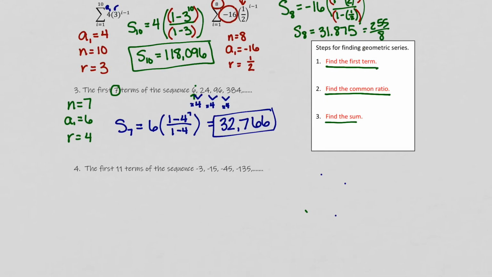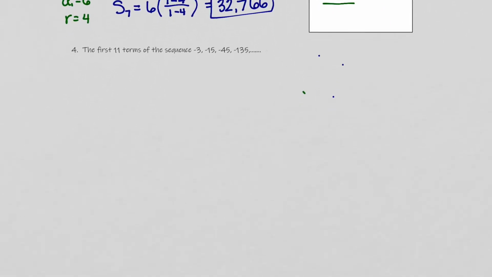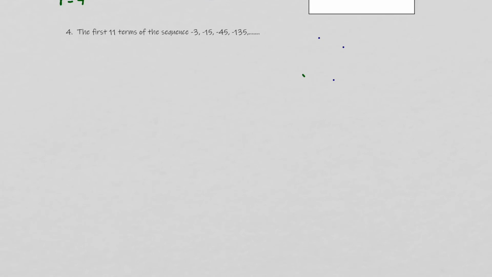All right, so number 4. Now on number 4, I had a little bit of a typo or just mistake, we'll put it that way. When creating the problem, I multiplied the -3 times 5 to get -15, but then it was like times 5 again. So this needs to be a -75, and that needs to be a -375.